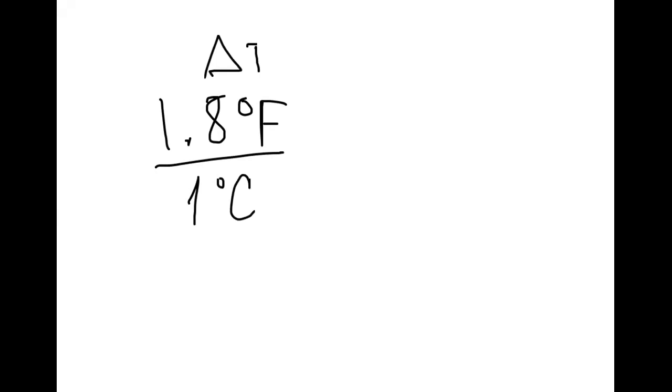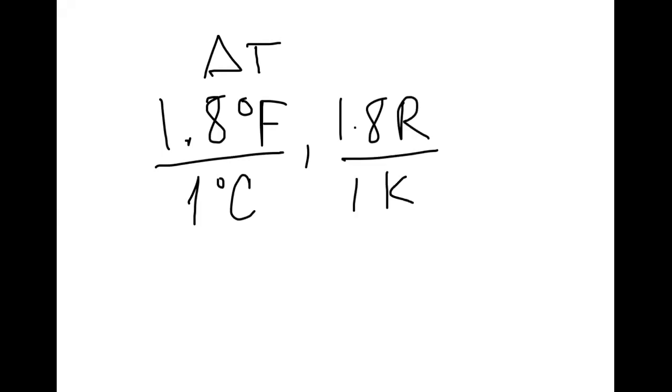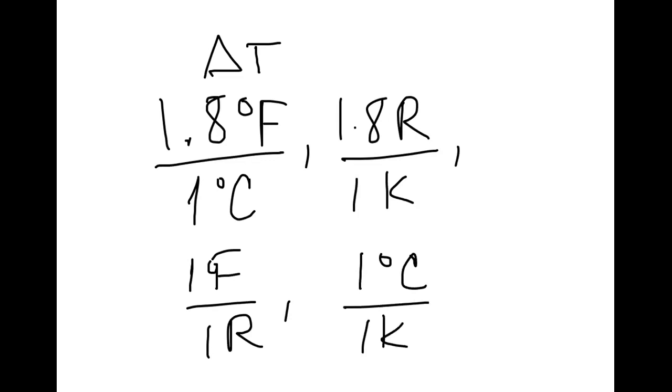The problem is to turn from Fahrenheit to Celsius when we're talking about steps. So 1.8 Fahrenheit is 1 Celsius. This is only for changing temperatures. 1.8 Rankine corresponds to 1 Kelvin. And also we can say that 1 Fahrenheit is 1 Rankine and 1 Celsius is 1 Kelvin. These are conversion factors, right?